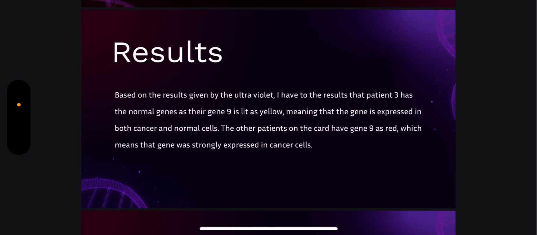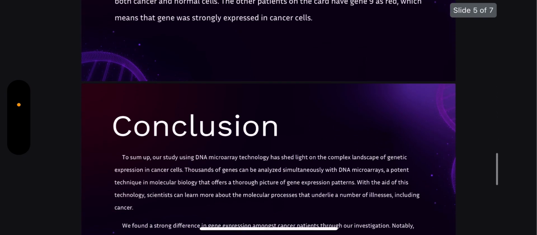The other patients on the card have gene 9 as red, which means that the gene was strongly expressed in cancer cells. So this would mean that our patient would have to be looked out for, with further testing and genetic testing in order to figure out if this mutation has occurred. Verifying that this mutation has occurred will allow us to then make sure that this patient is coming in annually, to make sure that they don't have the cancer. And from there, we can make sure that our patient is healthy and safe.